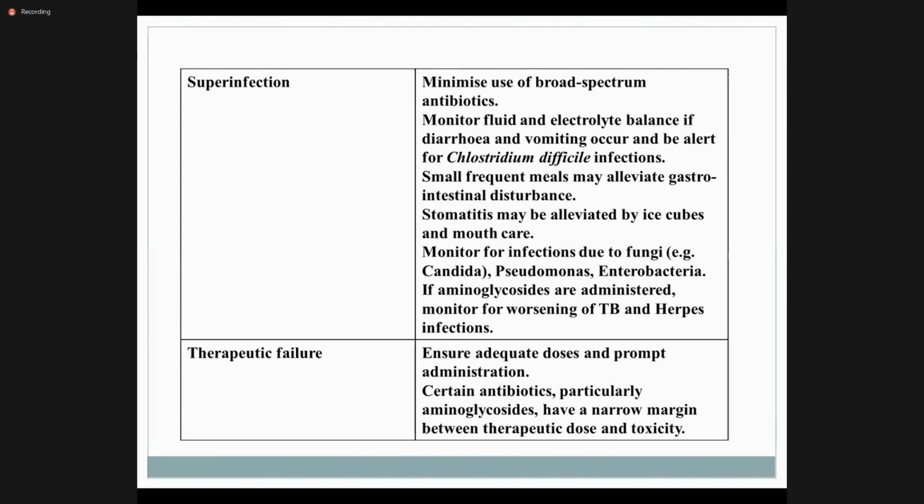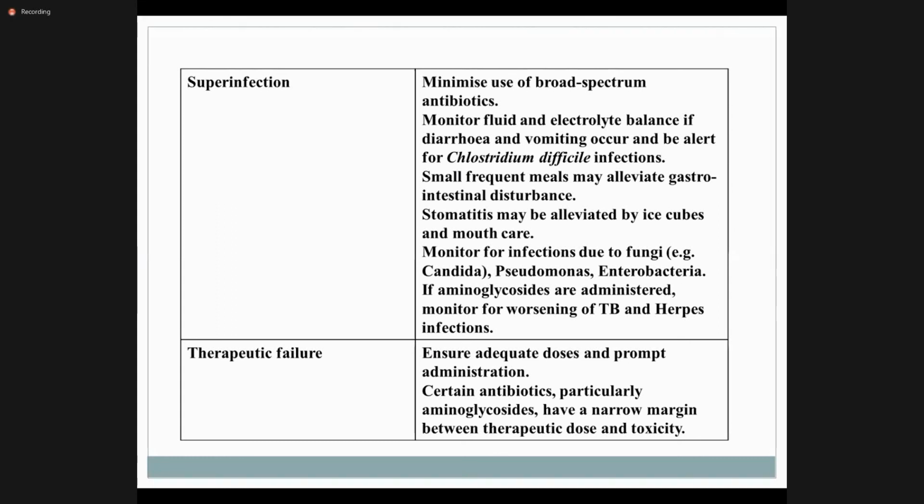Small frequent meals may alleviate gastrointestinal disturbance. Stomatitis, that is the mouth ulcer, may be alleviated by ice cubes and mouth care. Monitor for infection due to fungi, one of the important ones being Candida albicans. This is one example of superinfection.